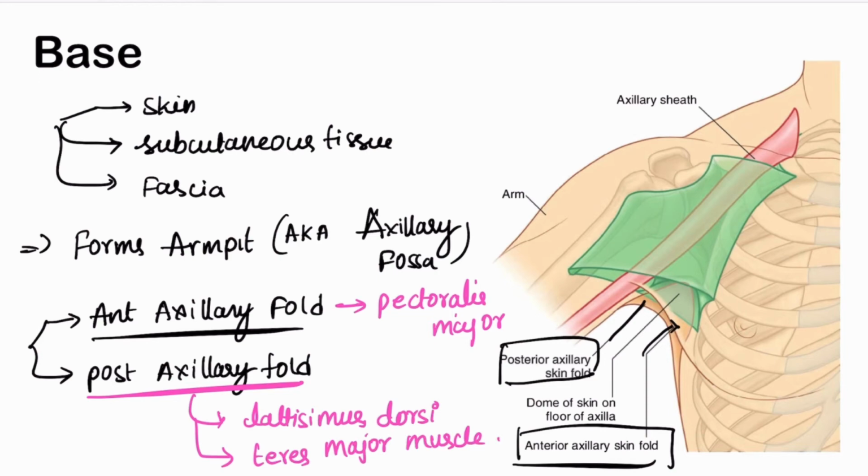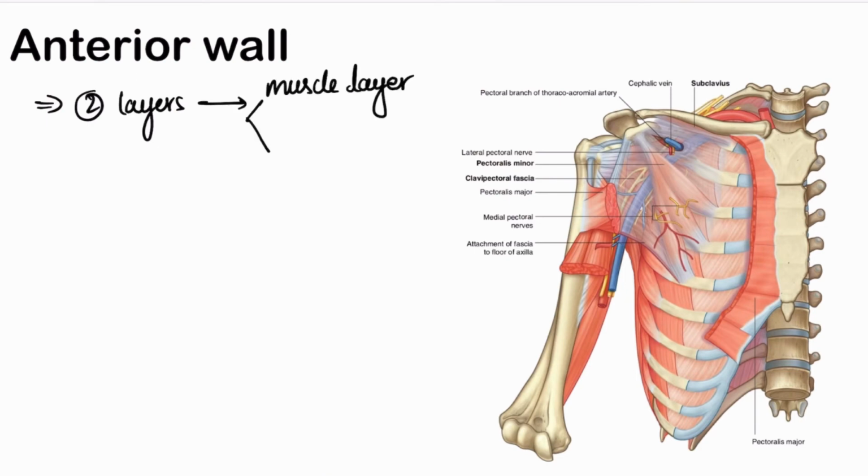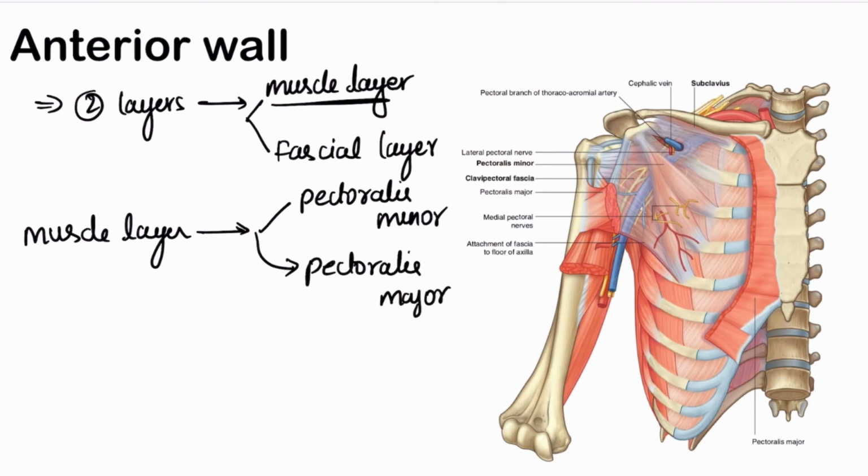Now let us look at the anterior wall. Anterior wall is made by two layers. One is the muscle layer and another one is the fascial layer. The muscle layer is formed by two muscles. They are pectoralis minor and pectoralis major muscles. This is the pectoralis major muscle here, and this is the pectoralis minor muscle here.